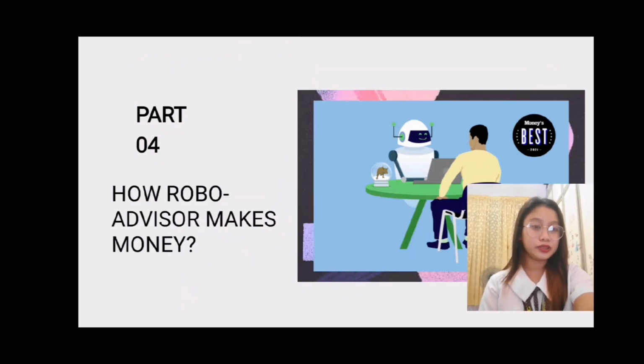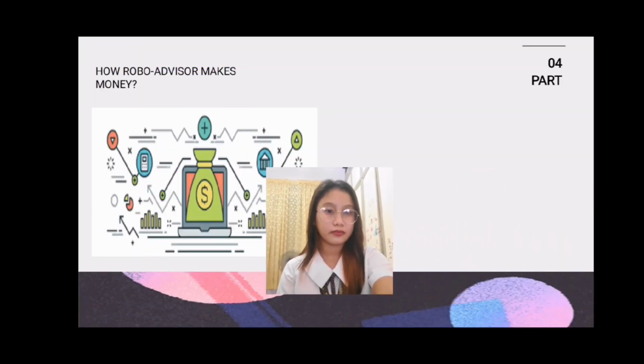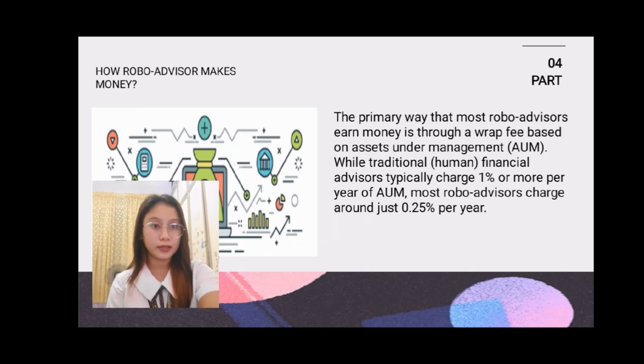Let's proceed to Part 4. How robo-advisors make money. The primary way that most robo-advisors earn money is through a wrap fee based on assets under management, or AUM. While traditional or human financial advisors typically charge 1% or more per year of AUM, most robo-advisors charge around just 0.25% per year.